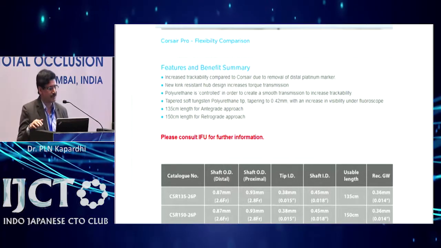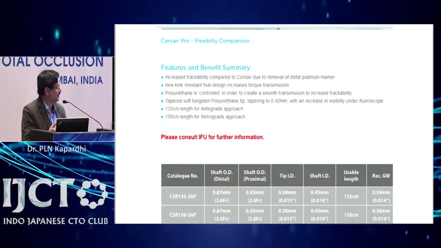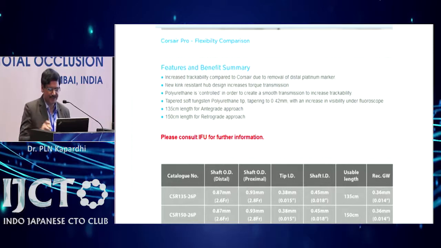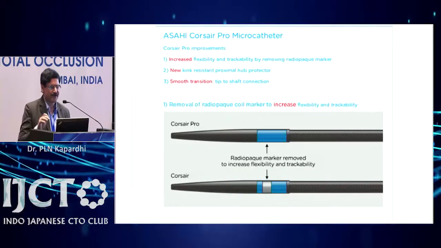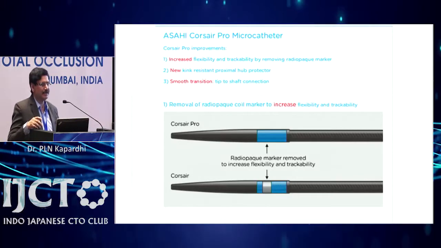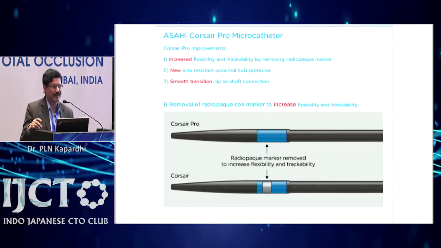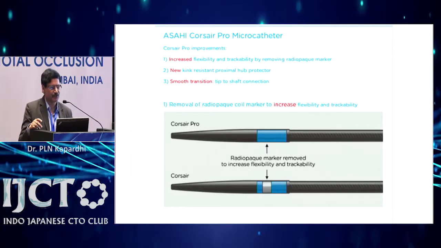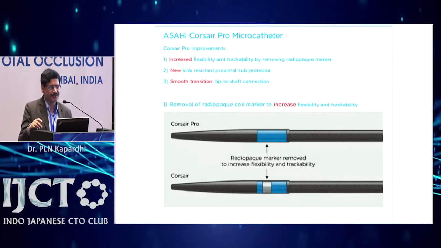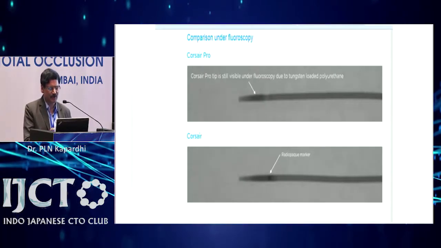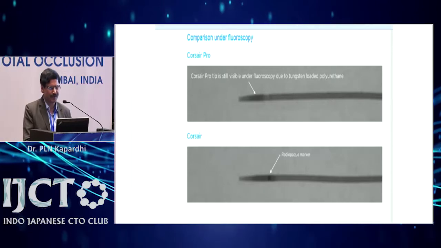Of course, Corsair Pro is the advanced version of the Corsair with removal of the radiopaque marker, and it has a smooth transition from the tip to the marker, and increased flexibility and trackability, and a new kink resistant proximal hub protector is also there with a smooth transition from tip to shaft connection. And this is how it is seen in the fluoroscopy of the radio marker.